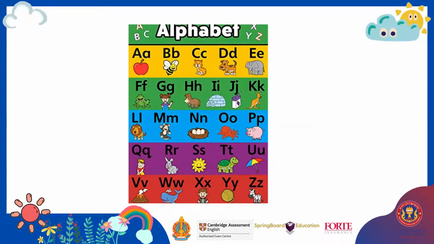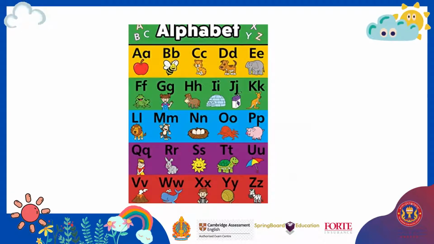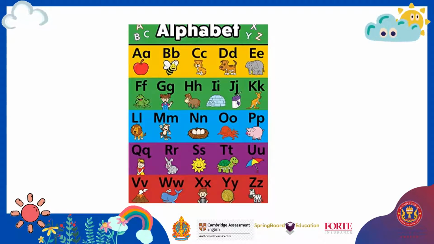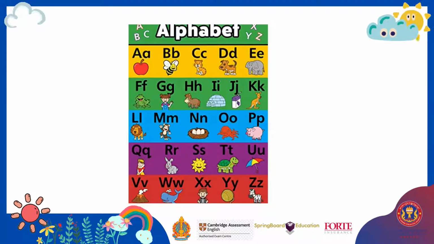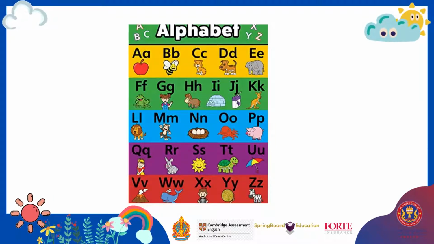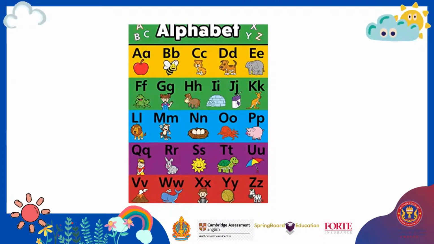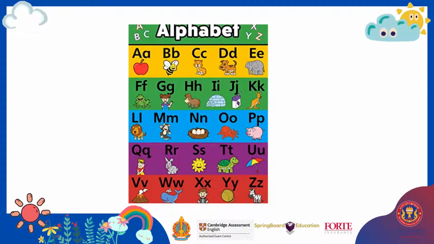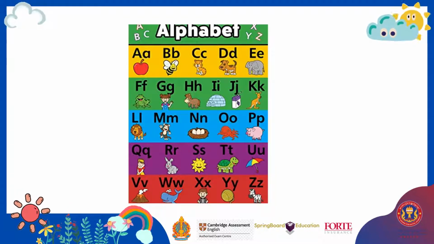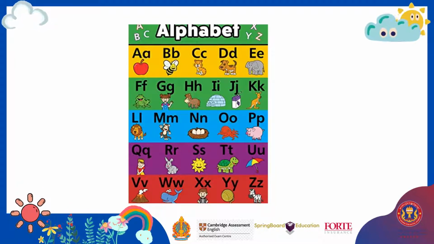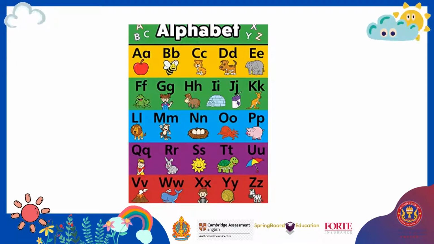H, H, horse. I, I, igloo. J, J, juice. K, K, kangaroo. L, L, lion. M, M, monkey. N, N, nest. O, O, octopus. P, P, pig. Q, Q, queen. R, R, rabbit. S, S, sun.